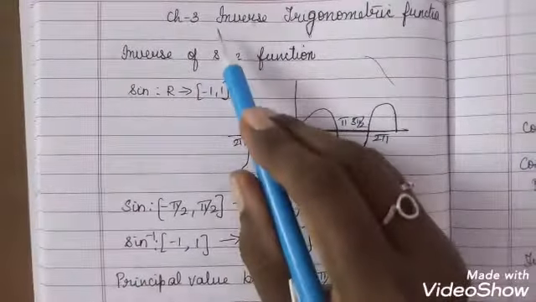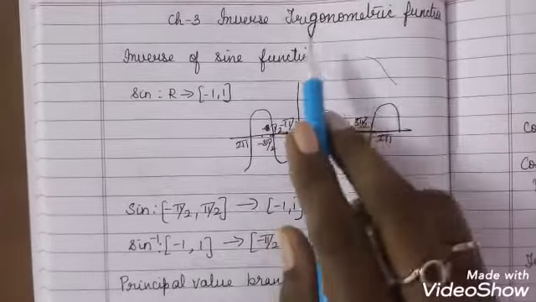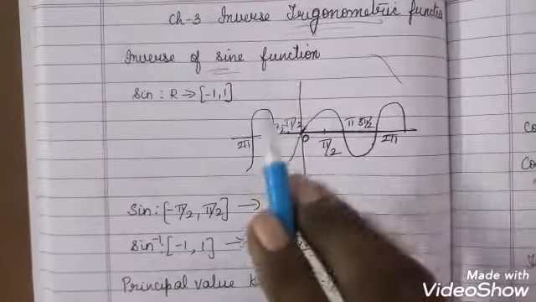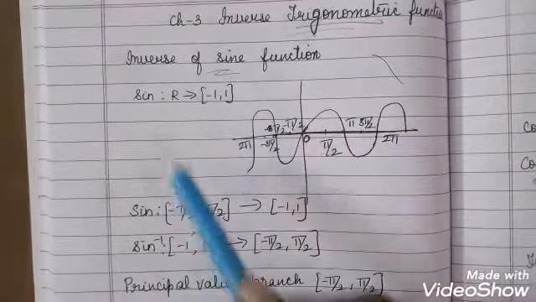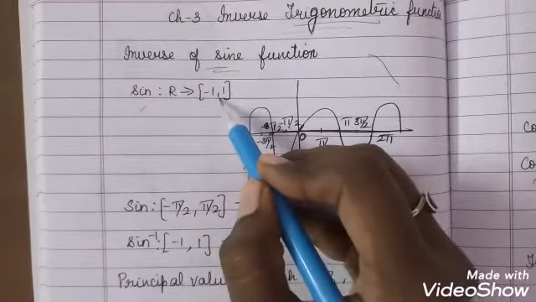So in today's video we're going to see chapter 3, that's nothing but inverse trigonometric functions. Under inverse trigonometric functions, the first one we are going to see is the inverse of the sine function. Here I have written the sine function from the real numbers to minus 1 comma 1.